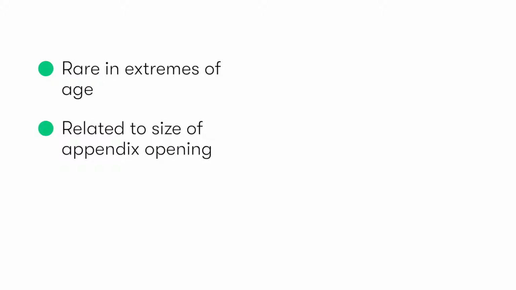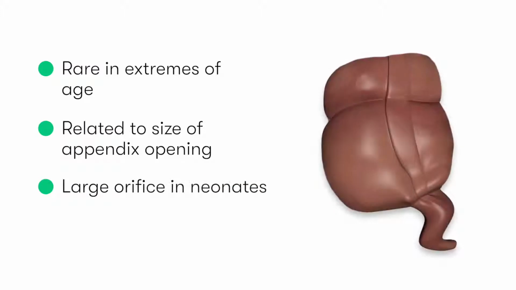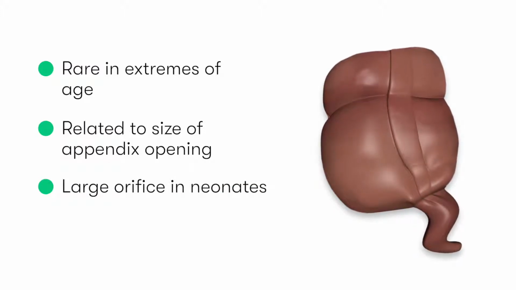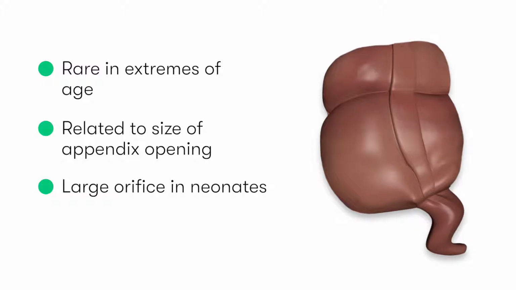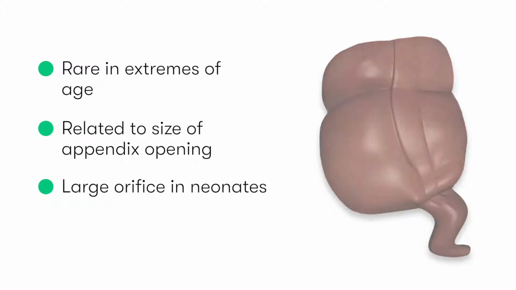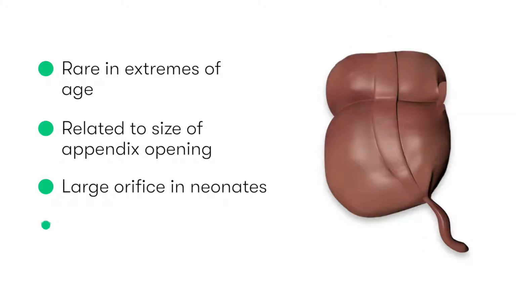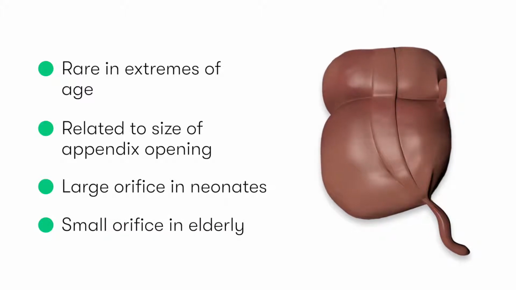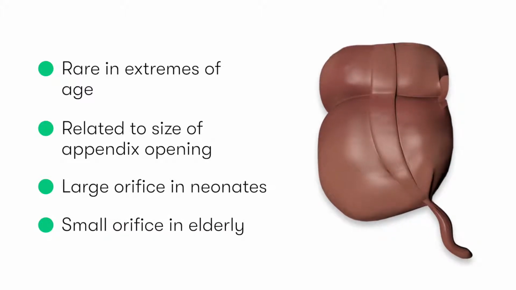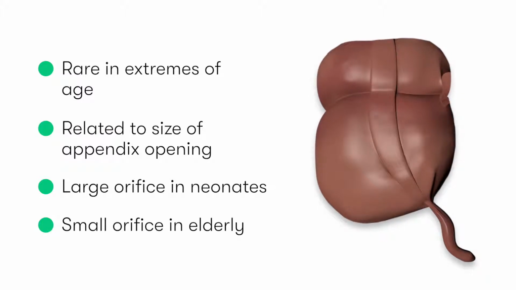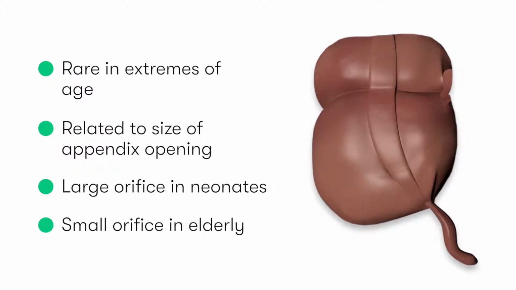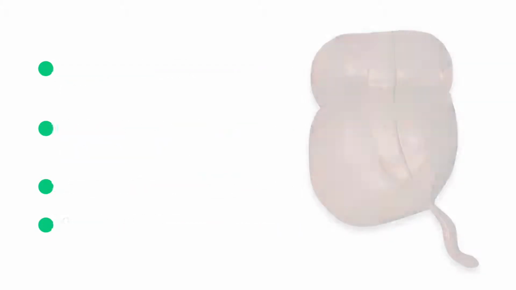As we mentioned earlier, appendicitis is more rare in extremes of ages. And the reason for this is to do with the size of the appendix orifice. Now, when we're born, this opening into the appendix lumen is really wide, which means that it's very rare for any faecalith to become stuck. And on the flip side of this, in very elderly individuals, the orifice is much more narrow than it is during adolescence, thus making it really difficult for any faecaliths to gain entry to the lumen at all.